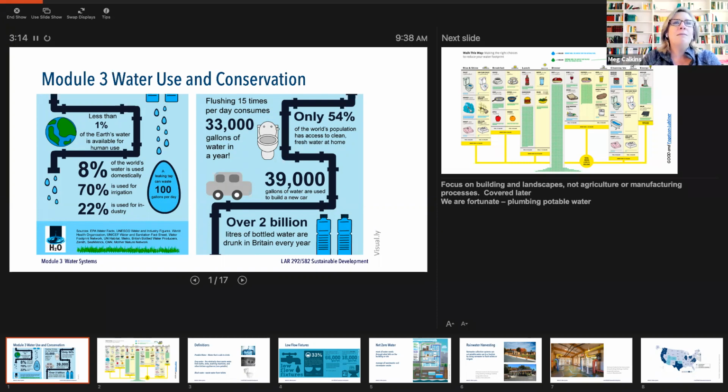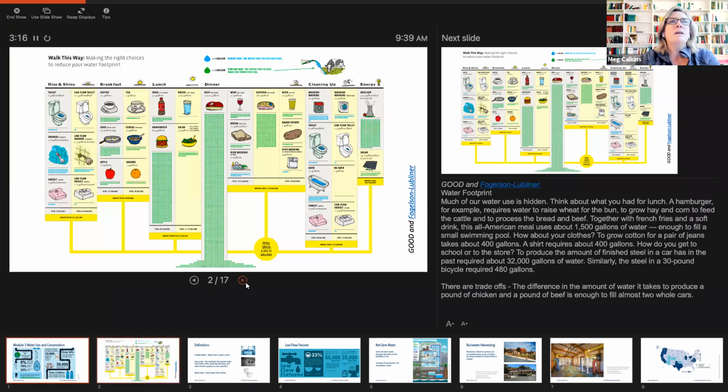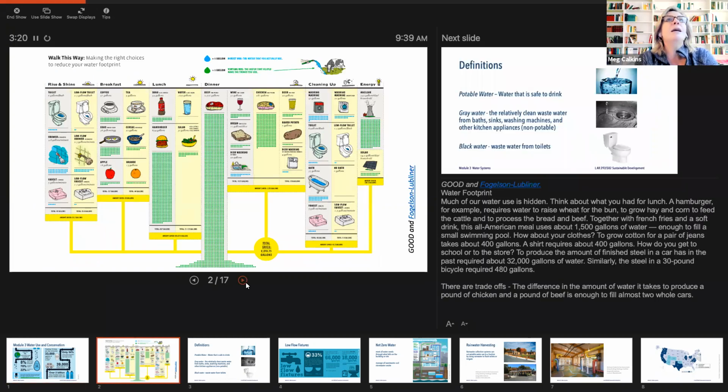Let's look a little more closely at our water use. Here you can see the blue drops are 1 gallon of direct use of water, and the green drops are indirect use. So let's look at, for instance, hamburgers here. If we go out and get a hamburger and fries and soda for lunch, that uses approximately 1,500 gallons of water for your one meal.